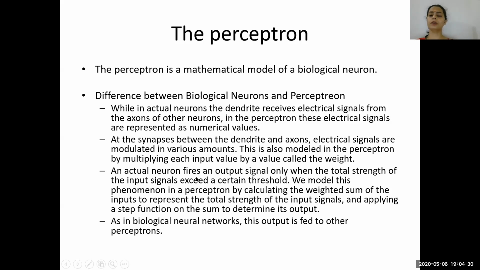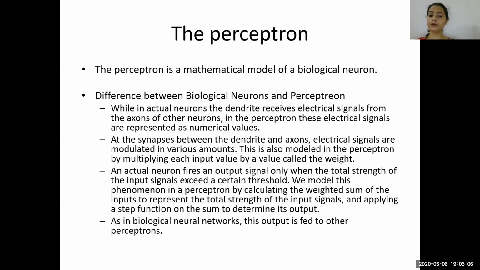In actual biological neurons, the dendrites receive electrical signals from the axons of other neurons. In a perceptron, on the other hand, these electrical signals are represented as numerical values and may be fed in by the user. At the synapse between the dendrite and the axon in a biological neuron, the electrical signals are modulated in various amounts. This is also modeled in the perceptron by multiplying each input value by a weight. This is how we manipulate the inputs.